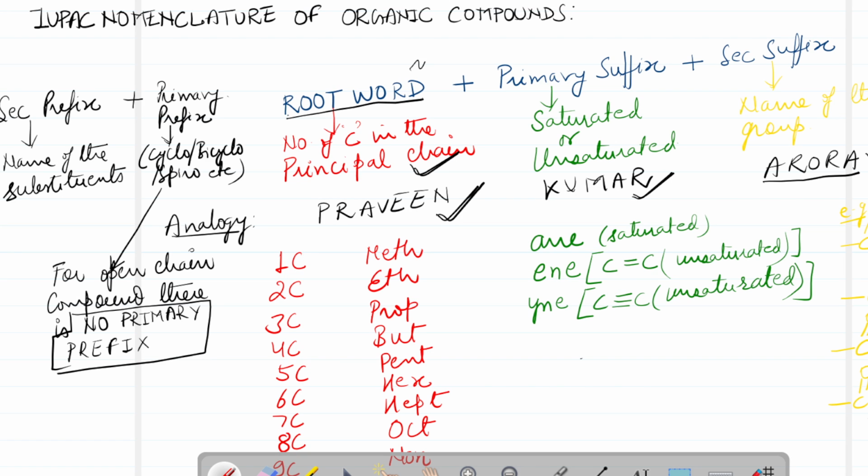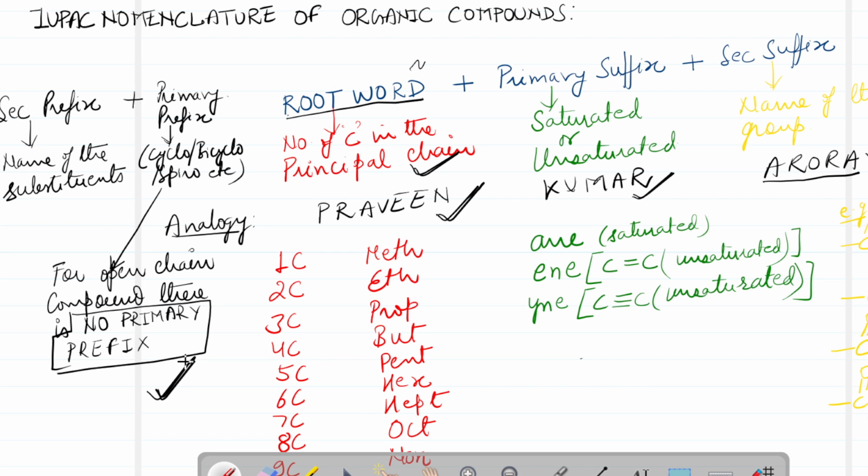Clear? Now, before root word, there would be certain prefixes. For example, primary prefix. If there is a primary prefix, cyclo, bicyclo, spiro, it would tell you about the nature of the compound, whether this compound is cyclo, whether this compound is bicyclo, like that. Clear? Now, it should be noted that for the open chain compound, there is no primary prefix.